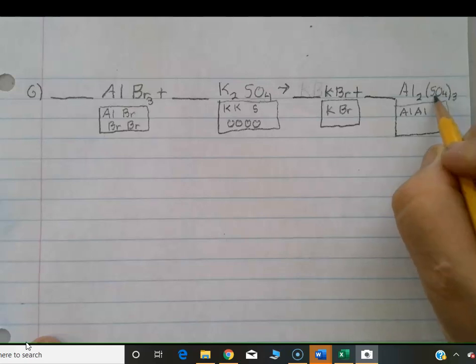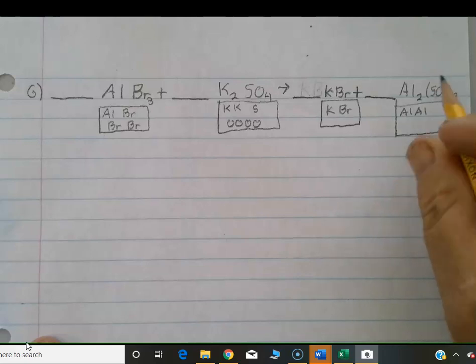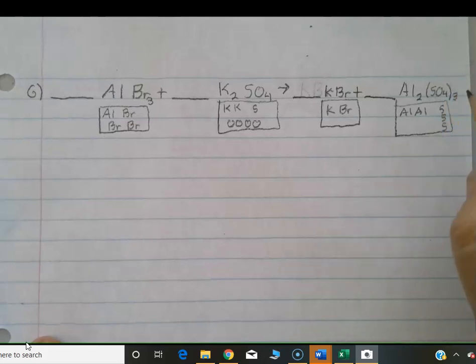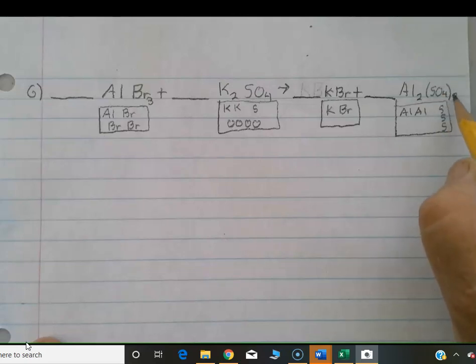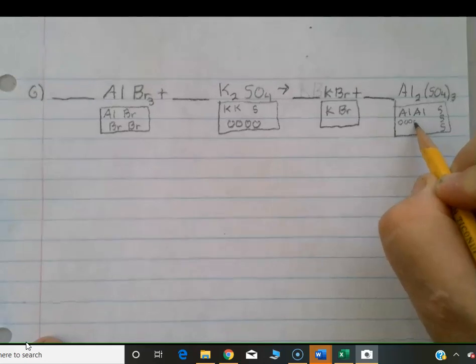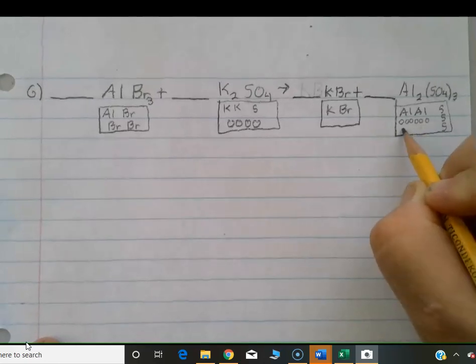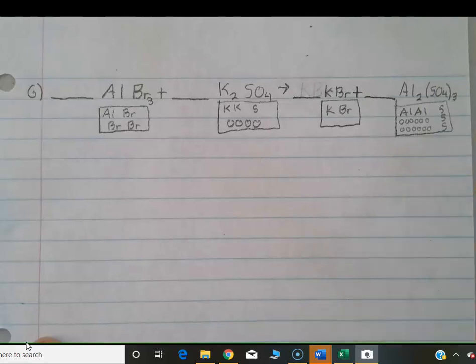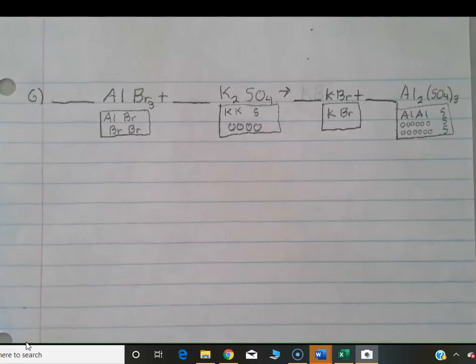I have 3 times 1. Okay, remember this 3 distributes through. So I have an S, an S, and an S. And this is crazy time. Okay, now I have 12 oxygens because inside the parentheses you distribute that 3. 3 times 4 is 12. So I'm going to try to draw that neatly. 1, 2, 3, 4, 5, 6, 7, 8, 9, 10, 11, 12. Okay, we've broken everything out.